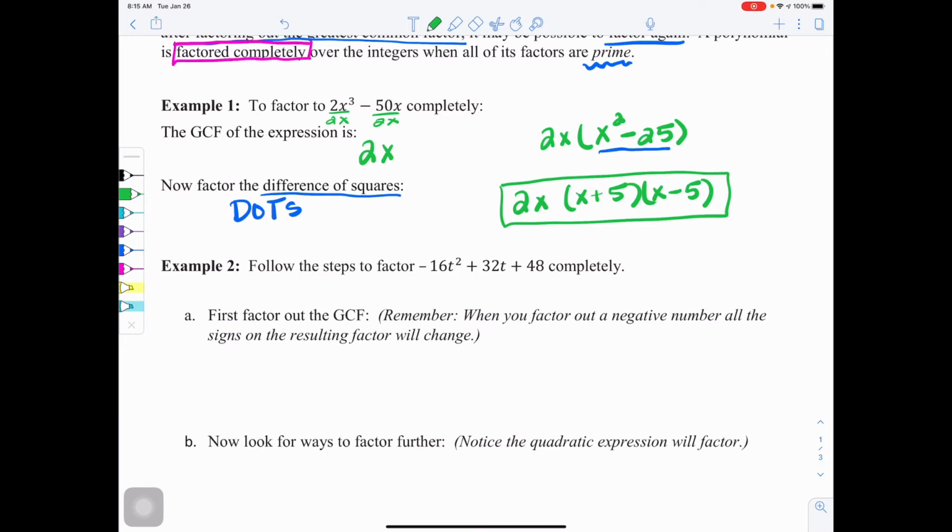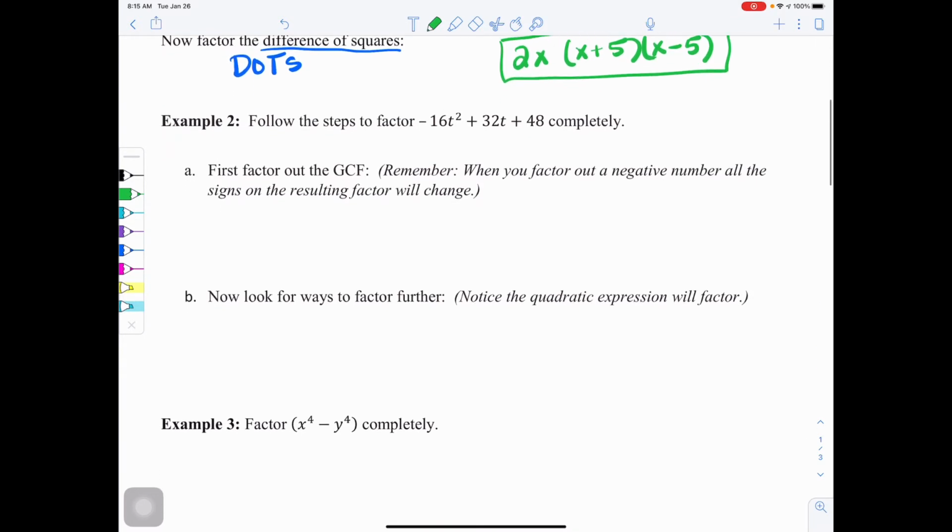So now let's look at example 2. Follow the steps to factor negative 16t squared plus 32t plus 48 completely. So again, when you're thinking about order, GCF is always first. So first, factor out the GCF. Remember that when you factor out a negative number, all the signs in the resulting factor will change. So remember that we want that first term to be a positive 1.